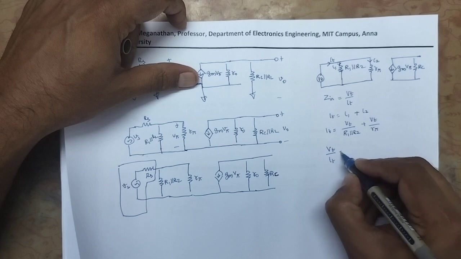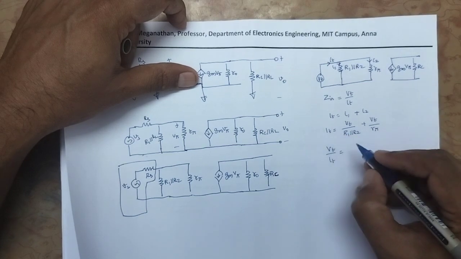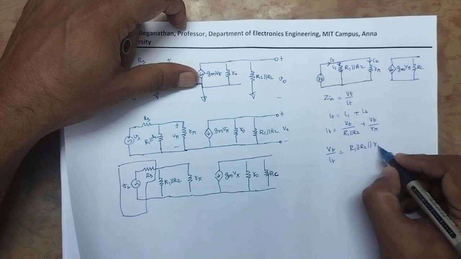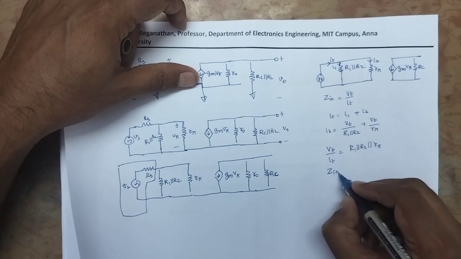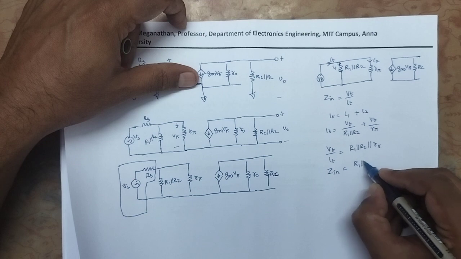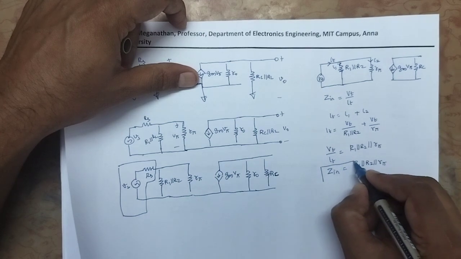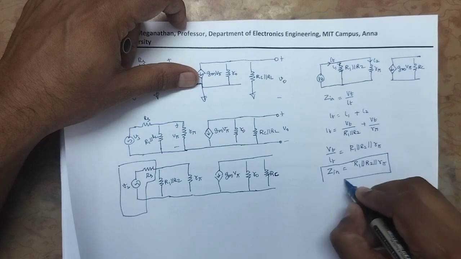Vt by IT is, so here when you cross multiply, R1 parallel to R2 parallel to R pi. Input impedance Zin equal to R1 parallel to R2 parallel to R pi. This is the input impedance of a common emitter amplifier.